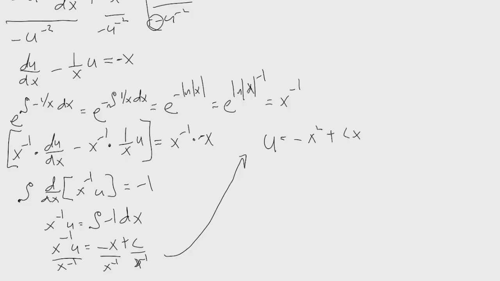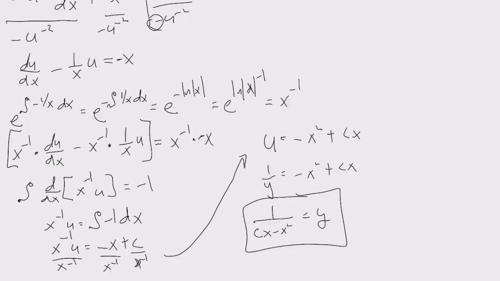And then I can do my substitution for u, which was 1 over y. Solving for y is pretty quick. That's just swapping out the right side with the denominator. So 1 over cx minus x squared equals y. And so there's our nice fancy final answer. Yay!